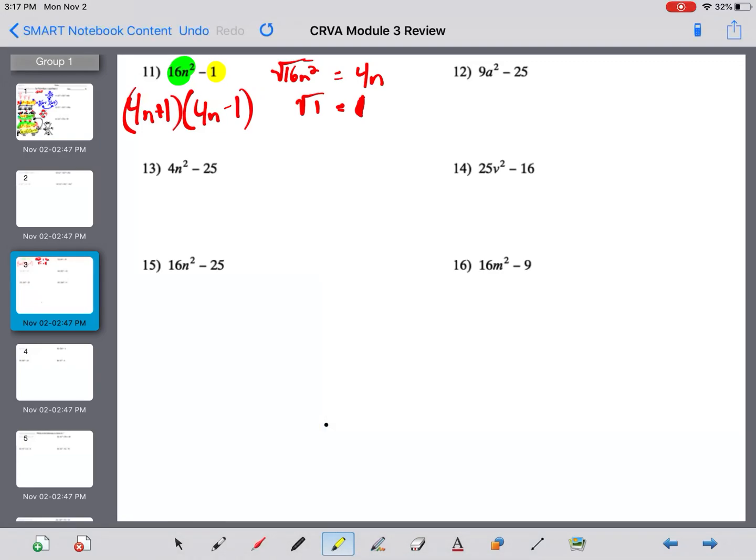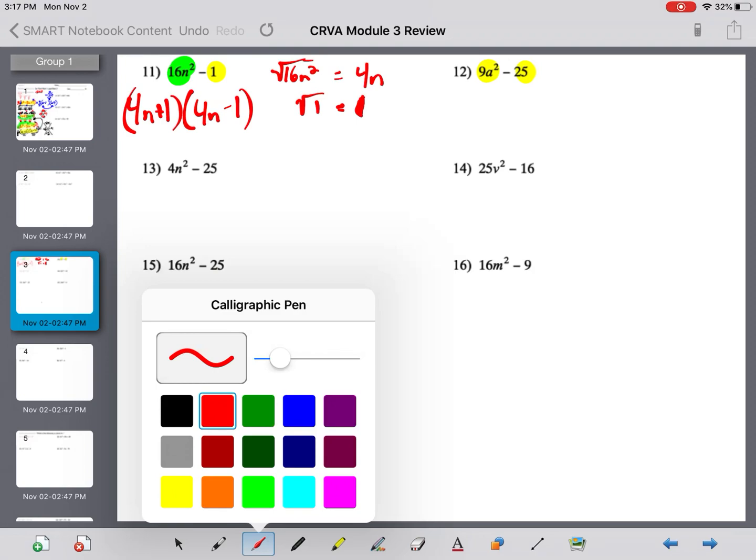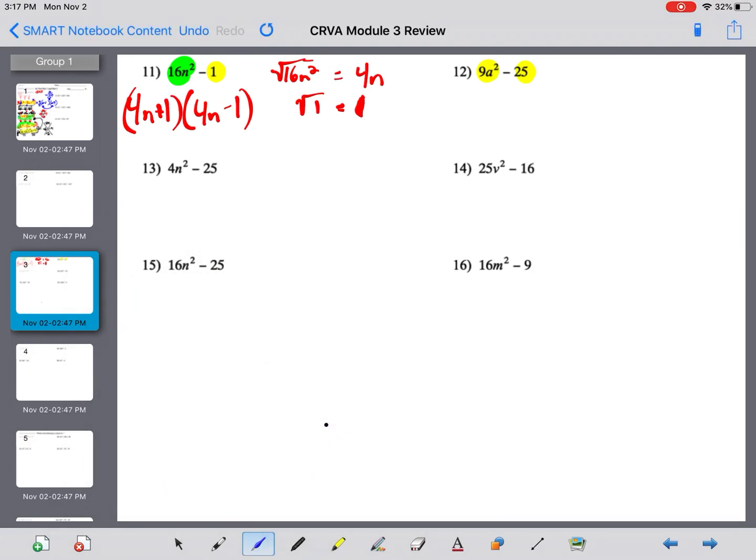Again, if the first and the last term in a trinomial is also square rootable, you can look at square rooting each of those, and then you just have to work on what your signs are going to be in your parentheses. In this case, when it's only two terms and they're being subtracted, you add and subtract the square roots.